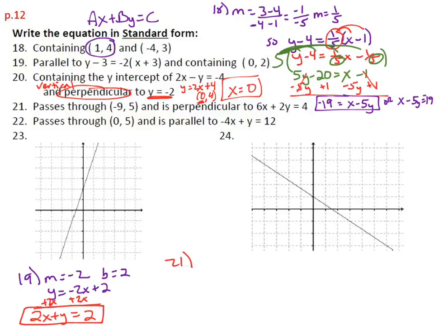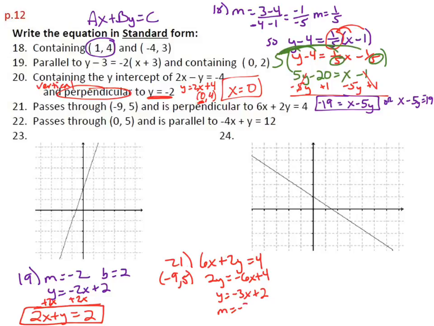So we're going to keep in mind that we have the point (-9, 5). It's going to pass through that point, but we want it to be perpendicular to 6x + 2y = 4. So first we need to see what the slope is so we can find that opposite reciprocal. Let's switch it to slope-intercept form, solving for y. So we're going to have 2y = -6x + 4. Then dividing by 2, we have y = -3x + 2.